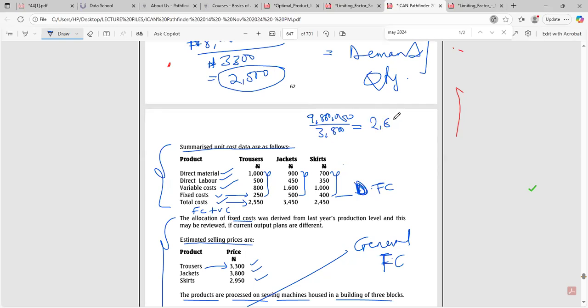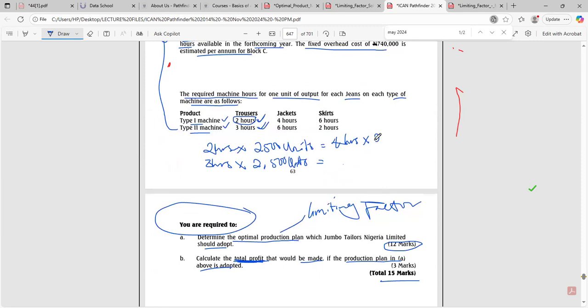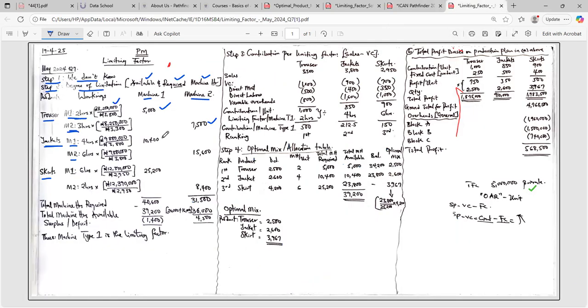2,600. 2,600 quantity, Abby. So that's what we're going to be using here. So please do 4 hours times 2,600. What do we have? 10,400. And the other one is 6 hours.